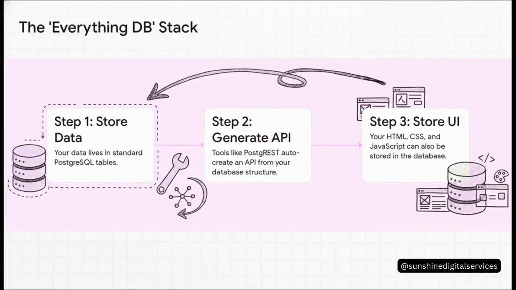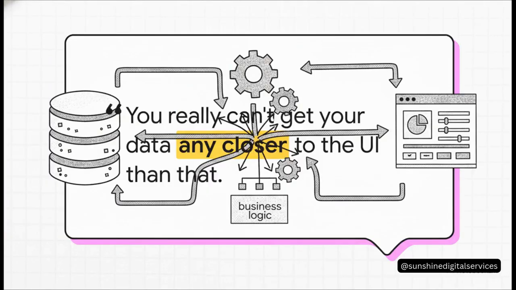So let's put all the pieces together. Step 1, you store your data in Postgres like normal. Step 2, you use a tool like Postgres to auto-generate the API. And now, for the final, craziest piece of the puzzle, you can actually store your entire user interface, all the HTML, CSS, and JavaScript files right inside the database too. And just like that, your data, your business logic, and your user interface are all living together in the exact same place. As the source material puts it, you really can't get your data any closer to the UI than that.